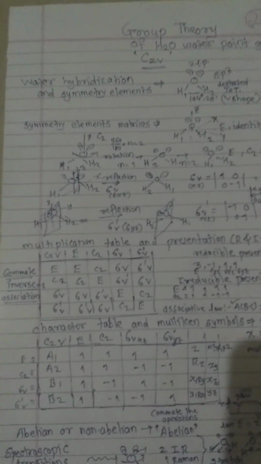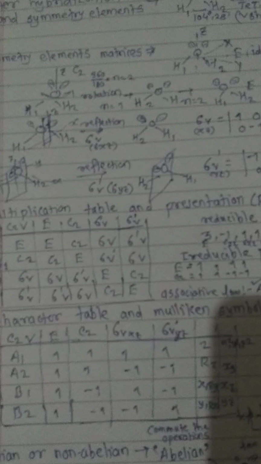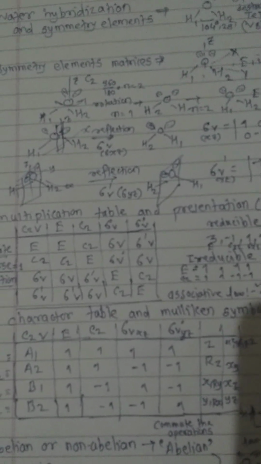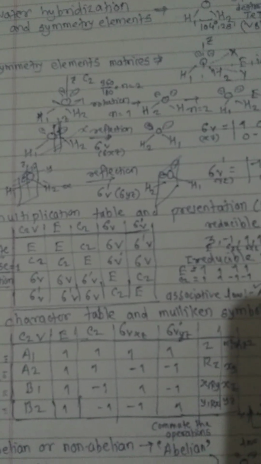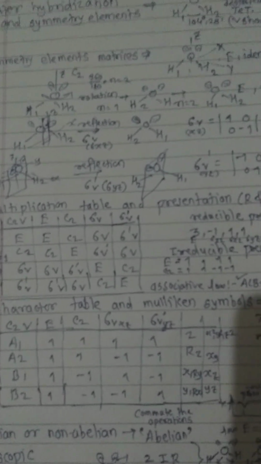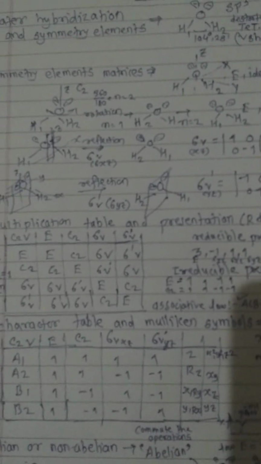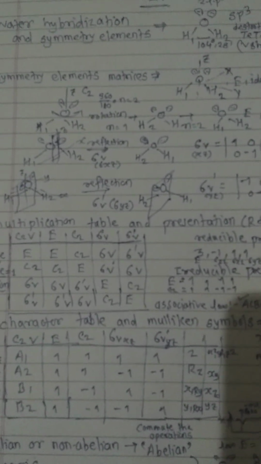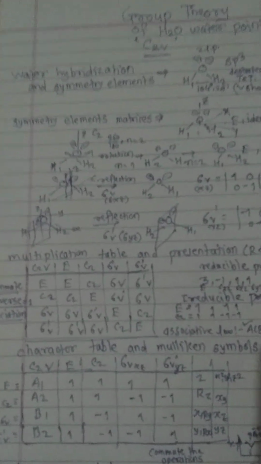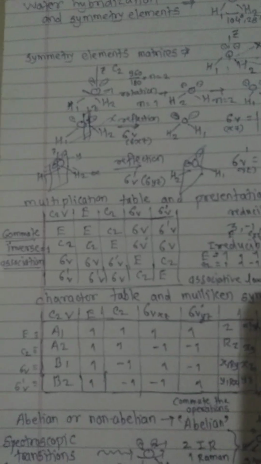So here the reducible values are obtained for the symmetry elements E, C2, sigma V and sigma dash V, as for A1 1 1 1 1, for A2 1 1 minus 1 minus 1, for B1 1 minus 1 1 minus 1, for B2 1 minus 1 minus 1 1. What are these A1, A2, B1, B2? There are two types of degrees of freedom split as A1, A2, B1, B2.